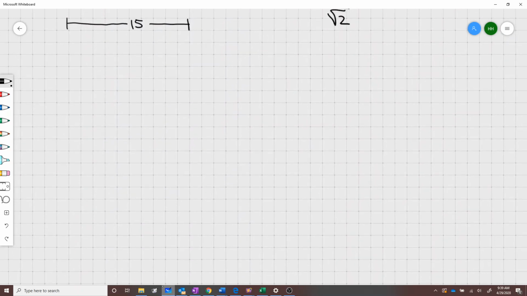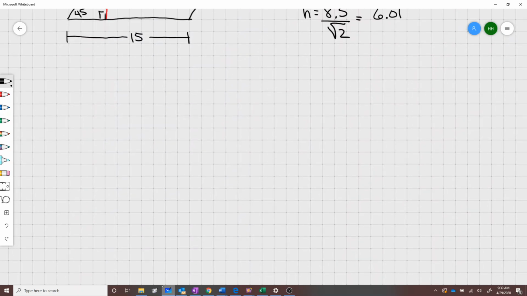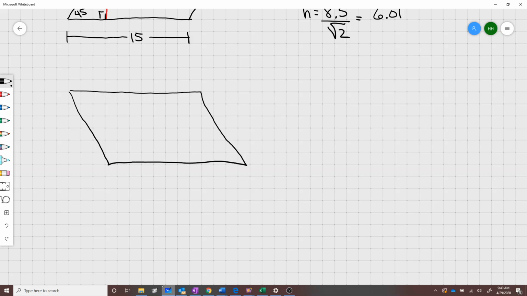Alright, so let's do another one. Here we've got another parallelogram. And this time we've got a 30-degree angle. We've got a 32 side. We've got 12 here. And we are going to find the perimeter and the area.